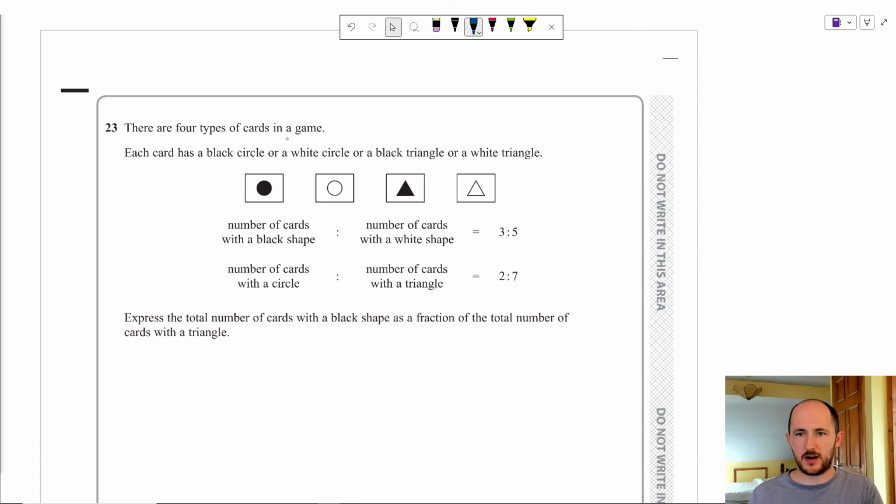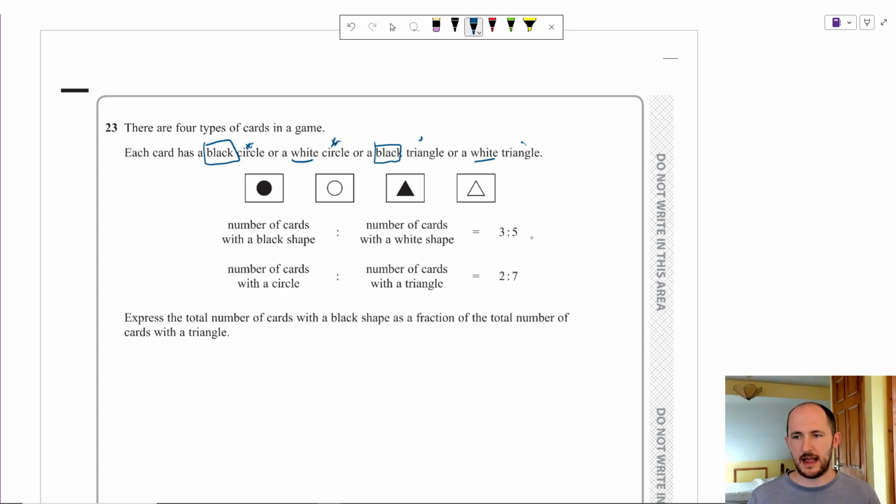So anyways, this question is super famous. I wouldn't be surprised if it comes up in your mocks or your end-of-year exams. We have 4 types of cards in a game. Each card is either a black circle, black triangle, or white triangle. As you can tell, there are 2 different colors, white and black. And then we also have 2 types of shape, circles and triangles. This works similar to a normal deck of cards, except much more simple because there's fewer suits and things like that. But we can say the number of black shapes to white shapes is 3 to 5.